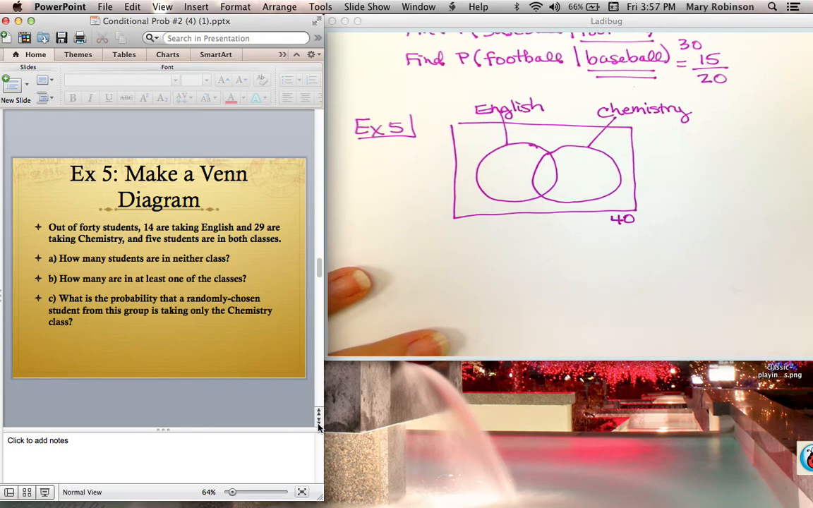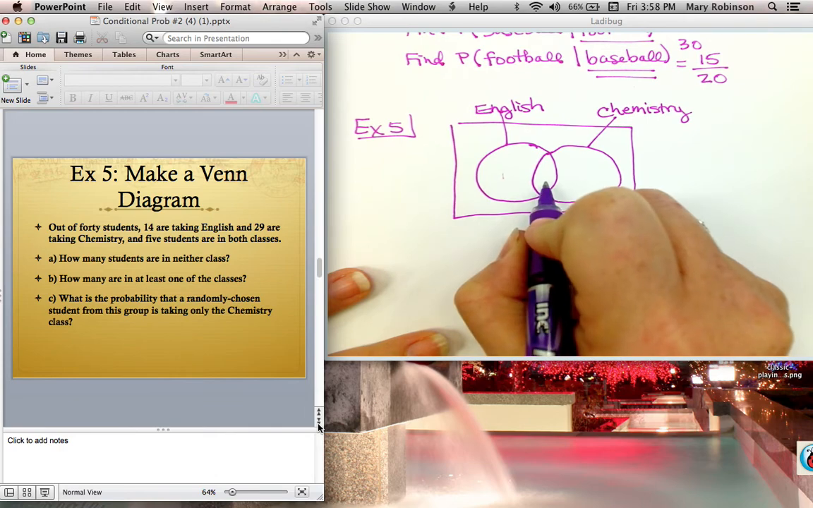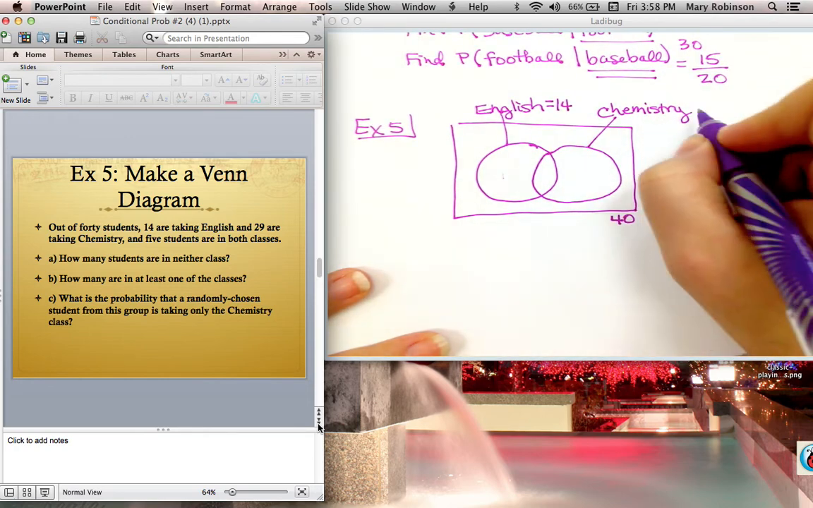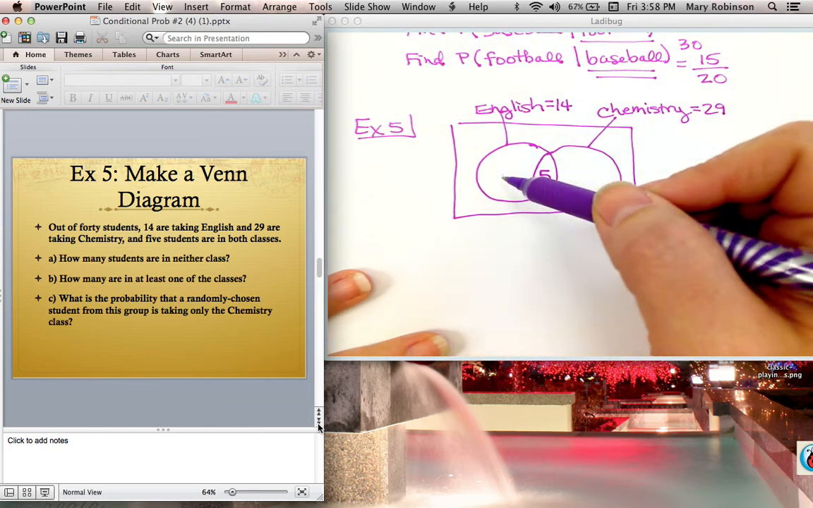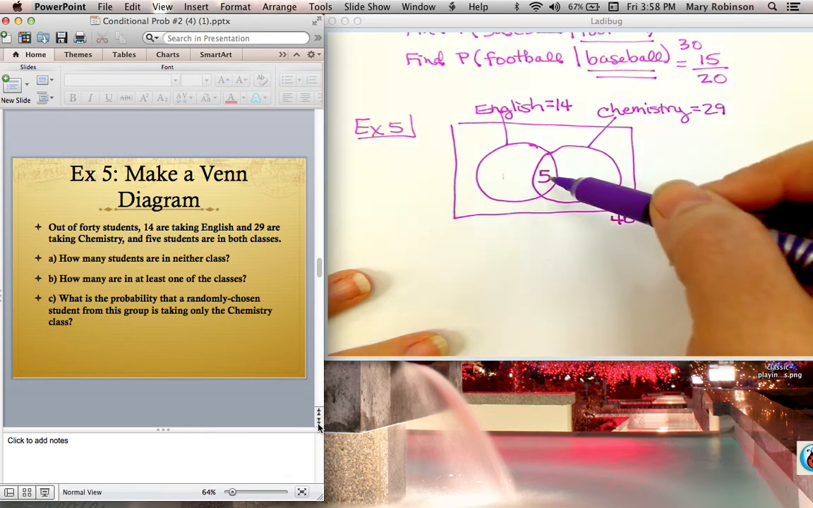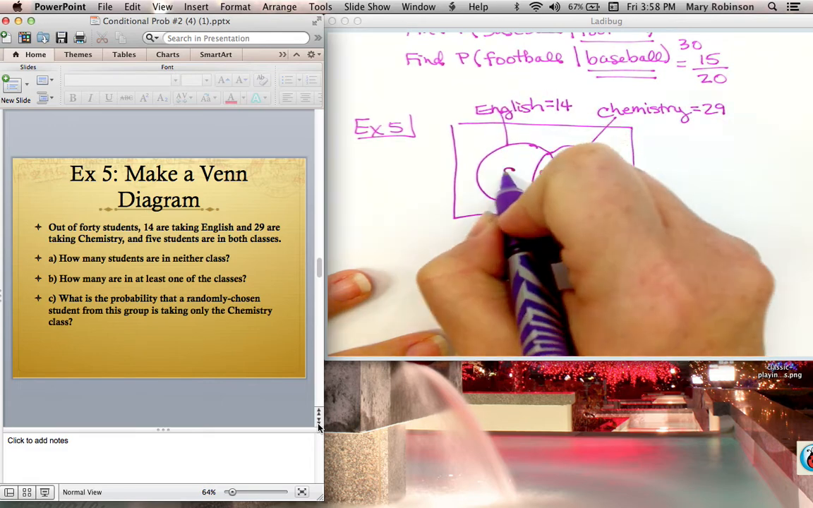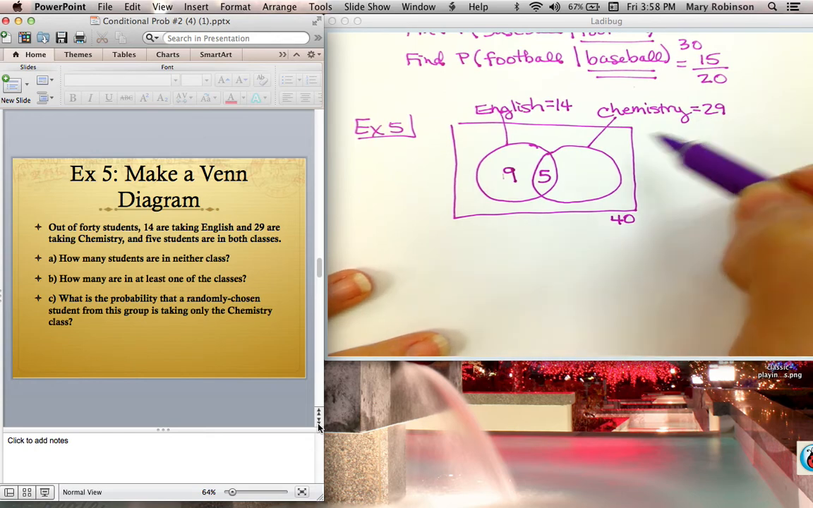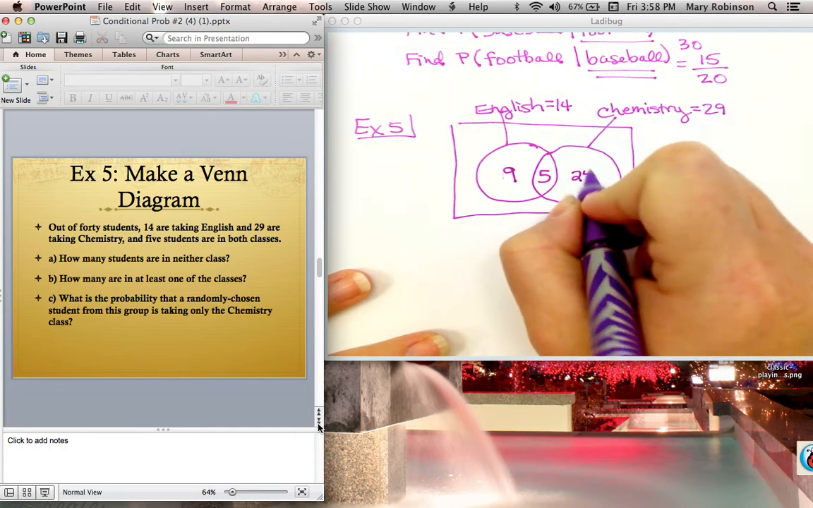We want to be careful here and not just say 14 should go here in our English, because remember the people inside the middle are also taking English. So our English total is 14 and our chemistry total is 29. 5 students are in both classes. So to find the number of students that are in English but not also in chemistry, we take the 14 and subtract 5. 14 subtract 5 is 9. Likewise, for chemistry, there are 29 students, but 5 of them are also taking English, so 29 minus 5 leaves 24.